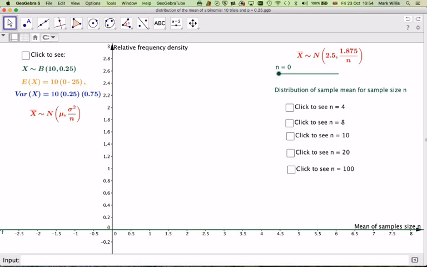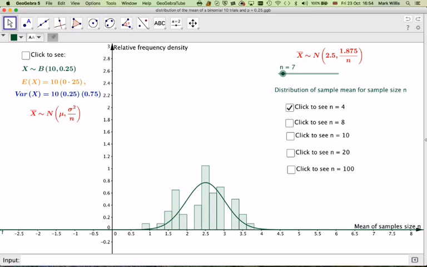So I'm just going to get rid of this probability distribution function. If I click when n is equal to 4, this is from some data that I've already collected, and I've made a histogram of the different means that I've got. If I move the slider so that n is equal to 4, this is a normal distribution which has a mean of 2.5 and a variance of 1.875 divided by 4. This is the effect of n.